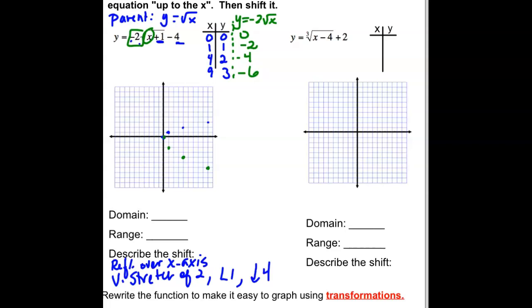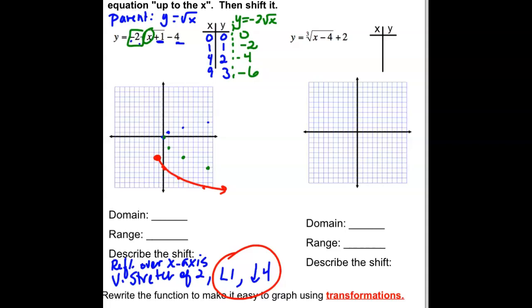Okay, and then our last step is to go ahead and shift left 1 and down 4. So we're going to take each of our green dots and move left 1 and down 4. That's my new end point. Left 1, down 4. Left 1, down 4. And left 1, down 4. So my final graph is going to look like this. Remember, with square roots, we have that end point. It doesn't go past that.